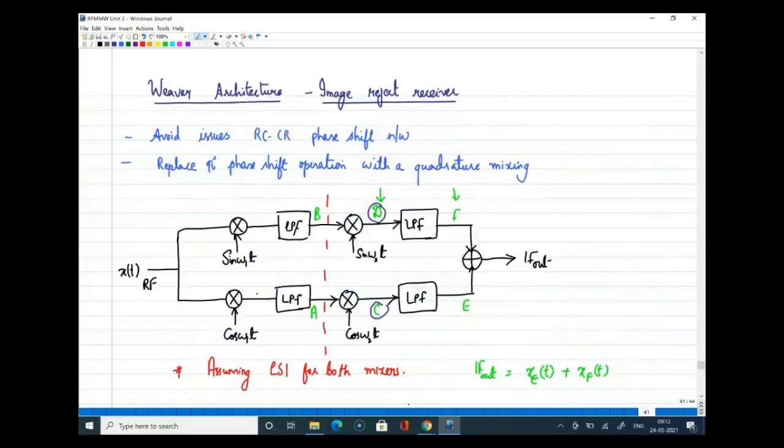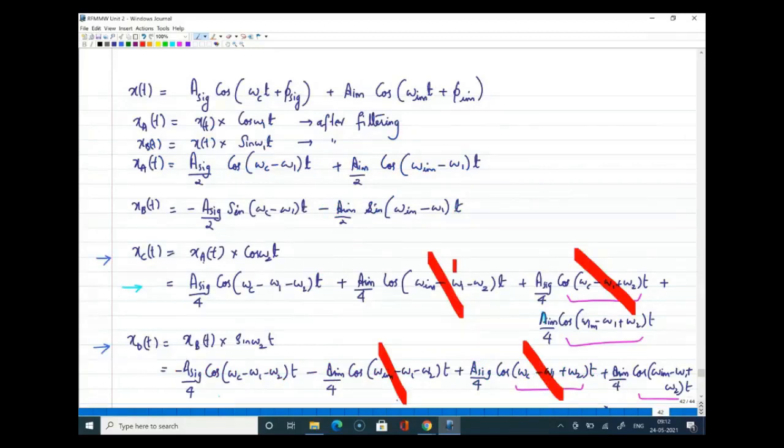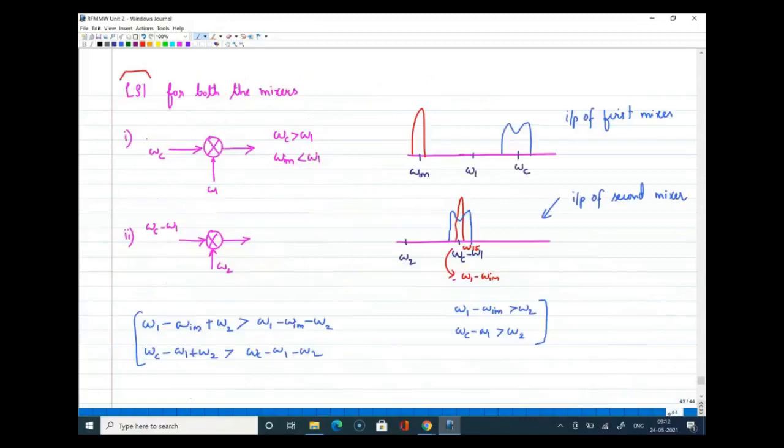Then those A signal and B signal, after the next set of mixers at omega 2, will give both sum and difference products. So there are four components at the output of the second mixers. XC and XD are those. After this, we checked which are the higher frequency components by looking at the two mixers with the input signal at omega c and omega c minus omega 1, and the LO frequencies at omega 1 and omega 2. When we wrote the output frequency components, we could see which are high and which are low.